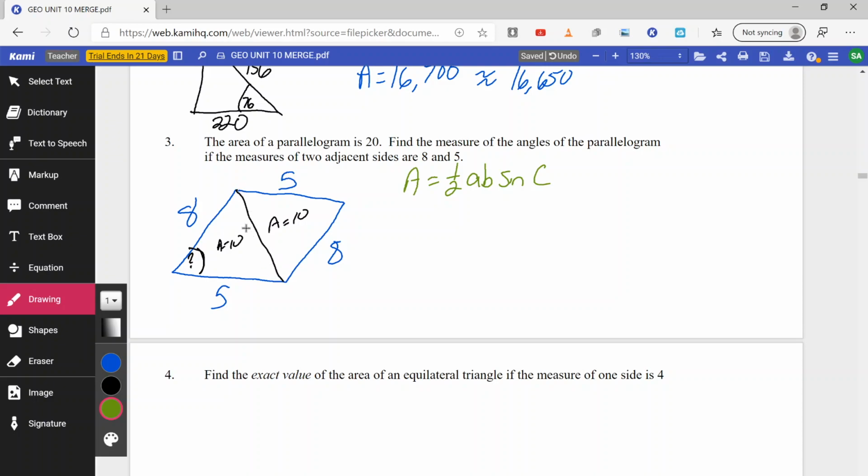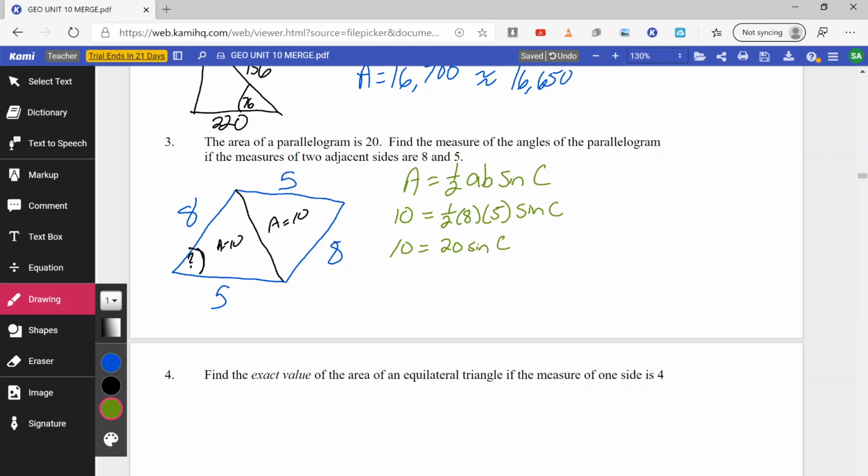So if we split it in half, we knew the area would be half of the parallelogram. So in our case, we're going to be dealing with 10 is equal to 1/2 our two sides of the triangle. So 1/2 times 8 times 5 times the sine of our angle, which we don't know at this point. So what we'll do is the multiplication that we can. So we have 10 equals 1/2 times 8, half of 8 is 4, times 5 gives me 20 sine C.